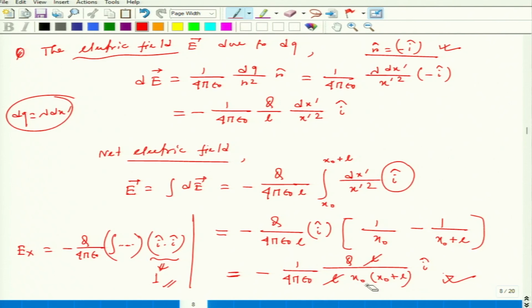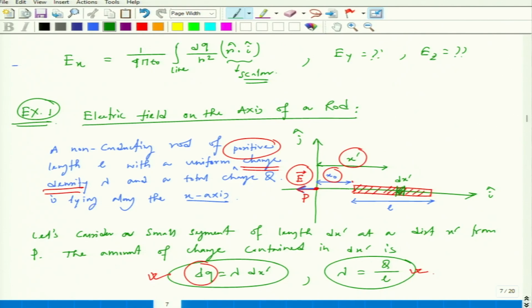So, this is the expression of the electric field at a point on the axis of a rod, at a distance x naught from the end of the rod. Again remember that x naught is the distance of the point from the end of the rod.